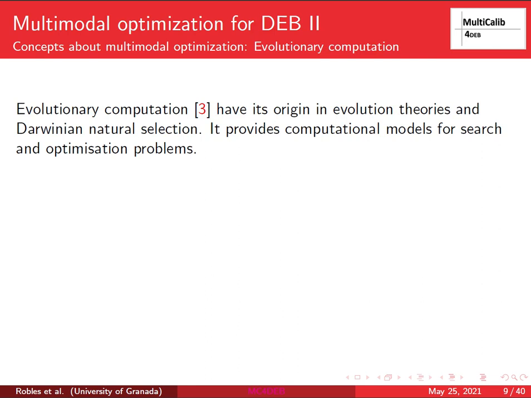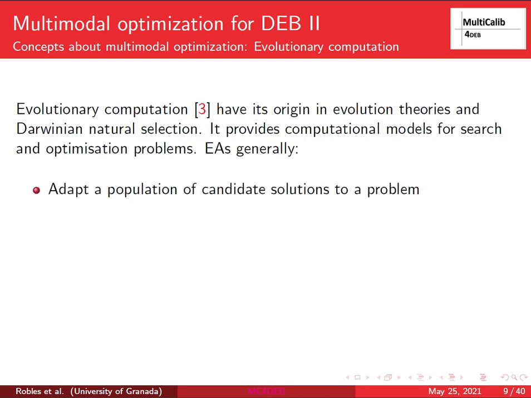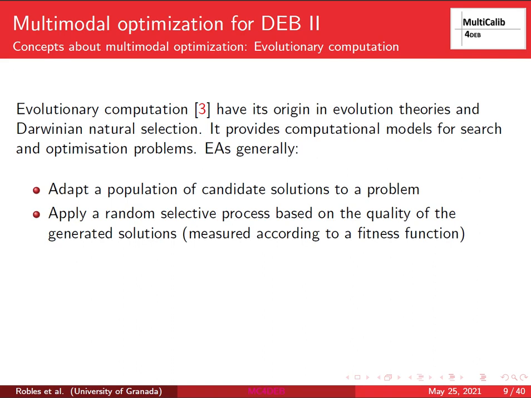Evolutionary computation is inspired by the evolution of the species and follows Darwinian natural selection as the basis of its functioning. Evolutionary algorithms generally use a population of solutions, which are parameter combinations in the case of the dev models. Those solutions, or individuals, compete between them and they survive by applying a random selective process based on the quality of the generated solutions. Those solutions are measured according to a fitness function.